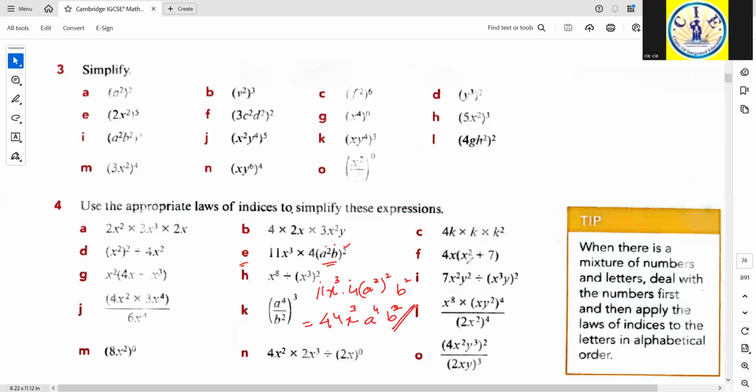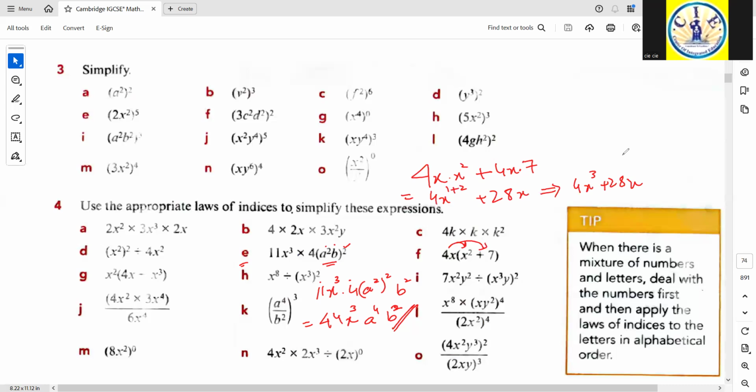Here in part F, I'm going to multiply this with this one and then with this one. This is the use of the distribution law. So 4x cubed, because this is actually, if I do it here, 4x times x squared, then plus 4x times 7. So this is 4x raised to power 1 plus 2 plus 4 times 7, that is 28x. So that will give us 4x cubed plus 28x. That is the answer.